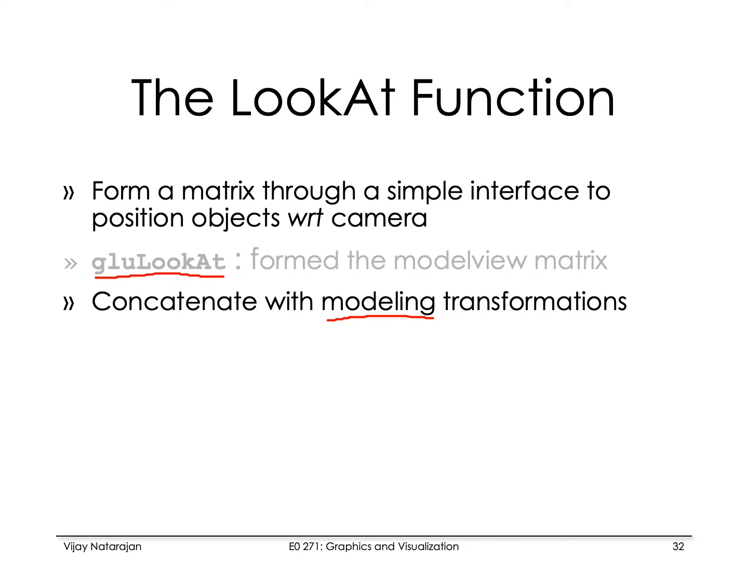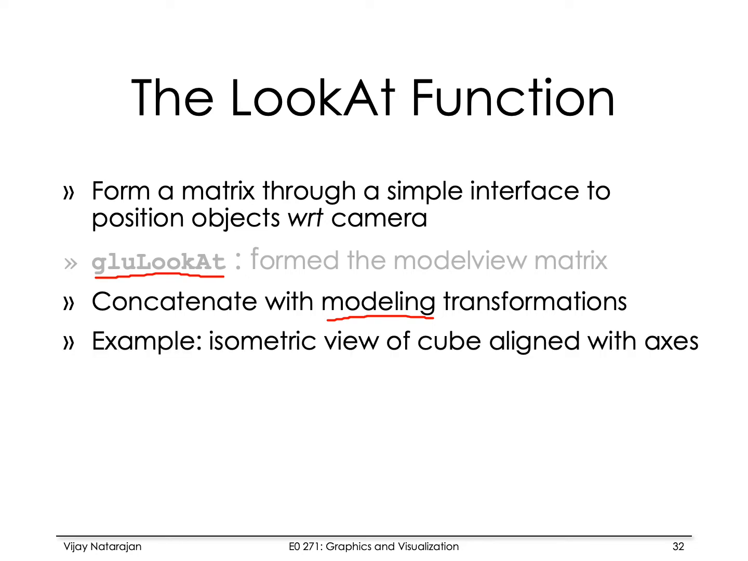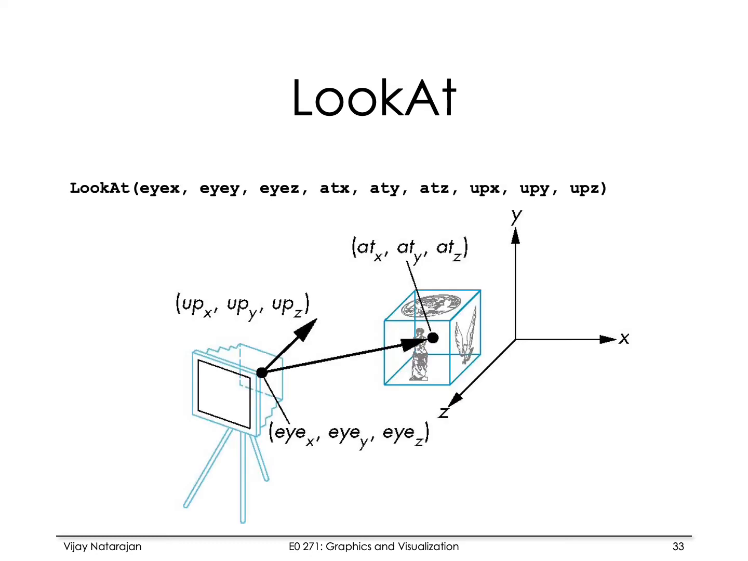So you may want to think about what this look-at function will do if you would like a so-called isometric view of the cube. If you don't remember what isometric view is, you can go back to the slides on classical viewing and find that out. So what are the arguments that you would want to give to the look-at function? You would of course want to specify the eye location, so eye x, eye y and eye z.